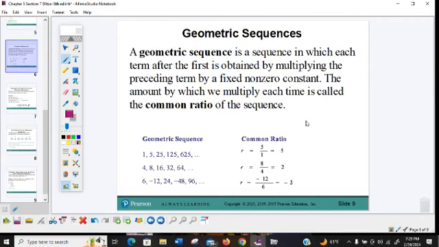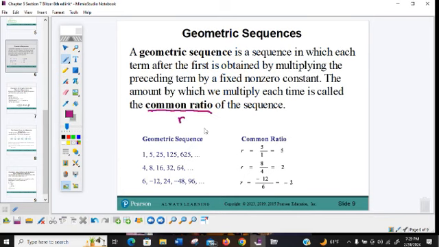Okay, now let's look at a geometric sequence. This is a sequence where you're multiplying or dividing by the same number each time. And remember, when I say dividing, if you're dividing by 2, that's the same as multiplying by 1/2. So they're going to have us find the common ratio.